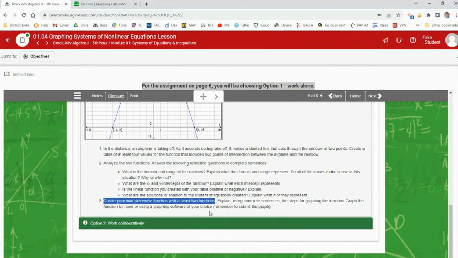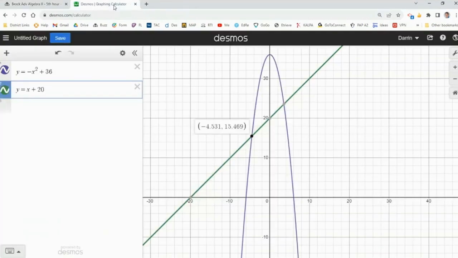Create your own piecewise function with at least 2 functions. You can make more than 2 functions if you want to. And explain, use a complete sentence, the steps for graphing. How do you graph that? And you can graph it with Desmos if you want, or graph it by hand, but submit a graph. Do a screenshot. After you graph it, do a screenshot and include that.